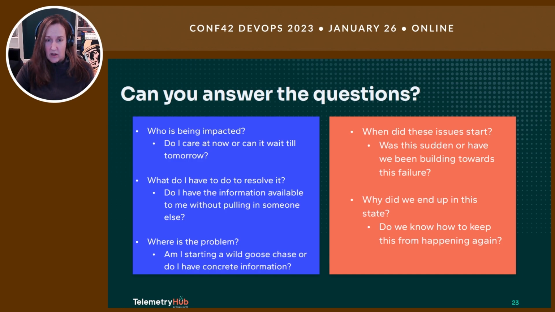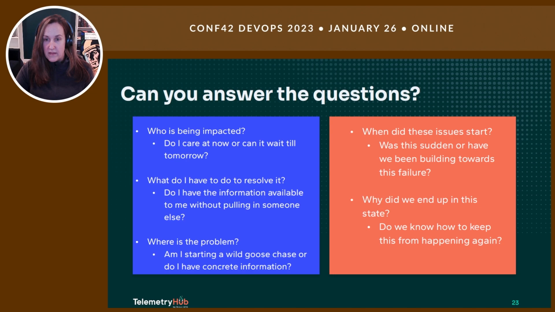Do I have what I need to resolve it? So do I have enough information available to me to either resolve the issue or hand it off to somebody who has the information that they need, without just flying blindly into an issue? I want to know where the problem is. So I don't want to just start at what I consider the beginning or the end. I'd like to have some information about where this is happening. If it's something that is caused upstream and I'm just feeling the pain of it here at the end where the customer sits, I want to know that. I don't want to have to guess.